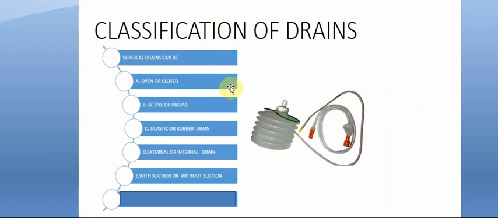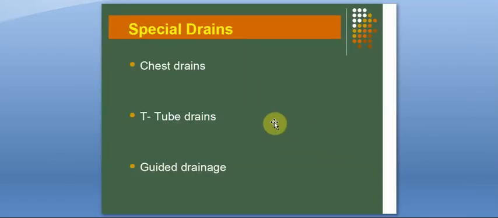Next is classification of drains. Drains can be classified into open or closed, active or passive. Rubber drains are there; rubber drains are also called elastic drains. Internal and external drains, and drains with suction and without suction. And some other special drains are there like chest tube drains, T tubes and guided drains. So we will see these types of drains now.